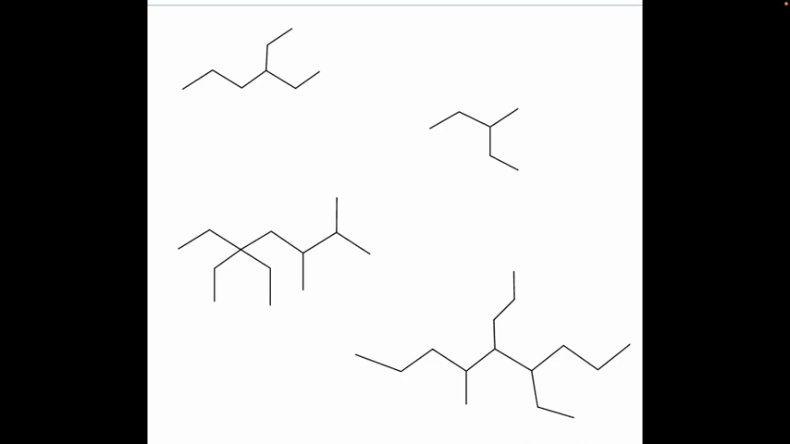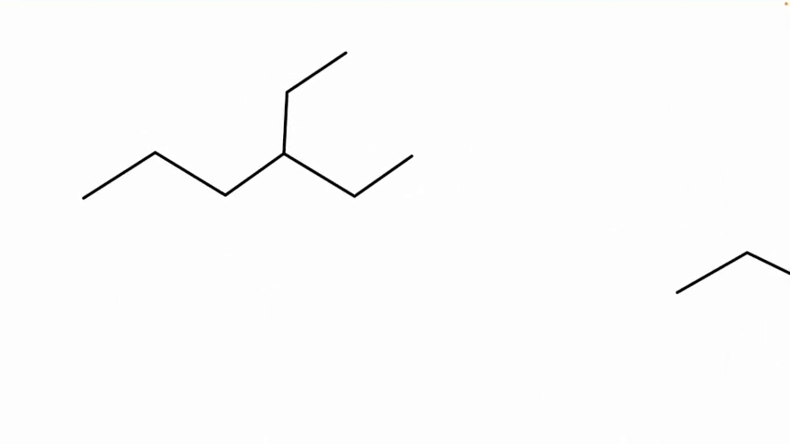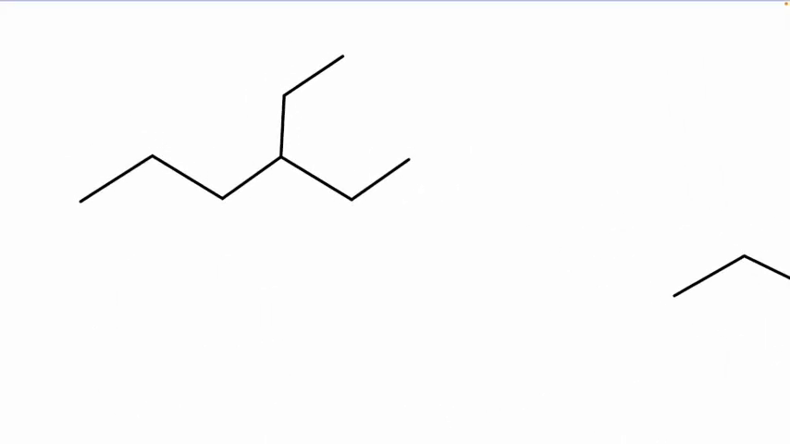All right, let's do this. So these get a little bit more increasingly difficult as we go here, okay? Remember, we're going to find our parent chain, that longest continuous set of carbons. In this case, we have these 6 carbons here. So what's my parent chain? A hexane.